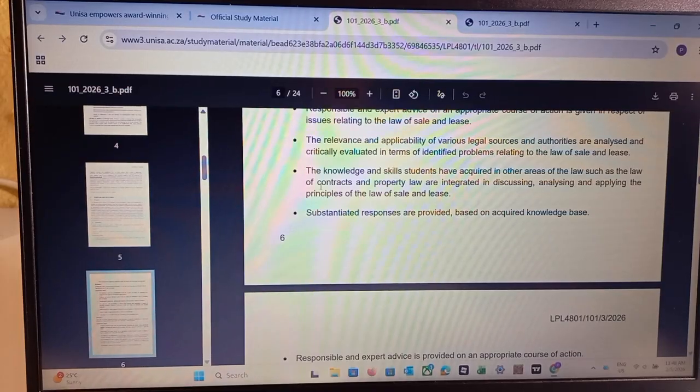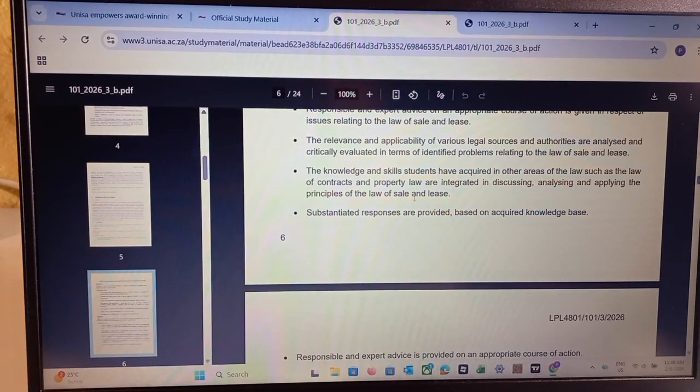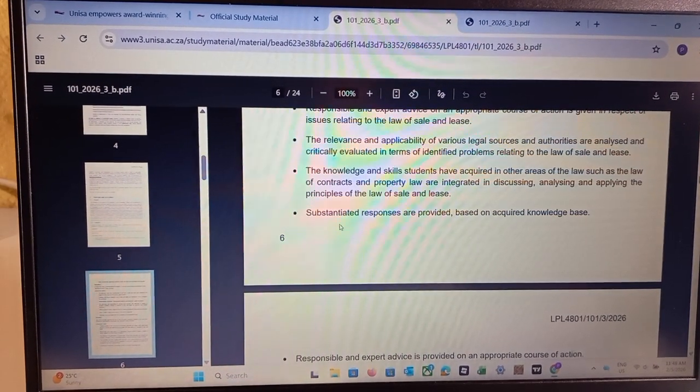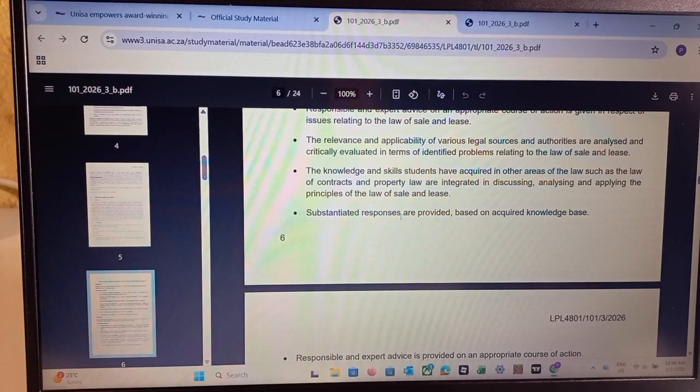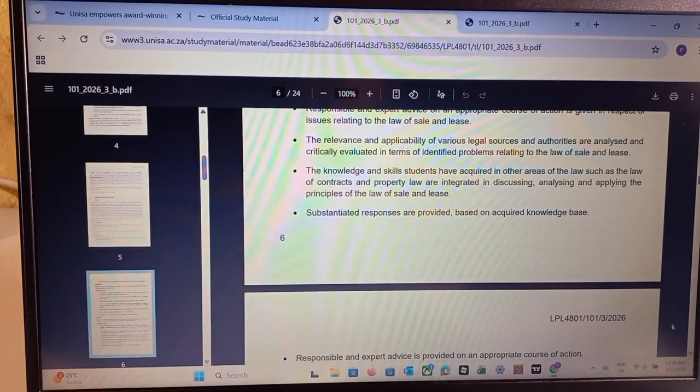The next point, the knowledge and skills students have acquired in other areas of the law, such as the law of contracts and property law, are integrated in discussion, analyzing and applying the principles of sale and lease. The next point, substantiated responses are provided based on acquired knowledge and knowledge base.